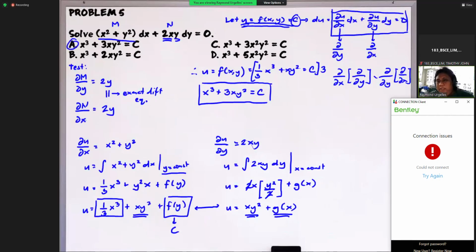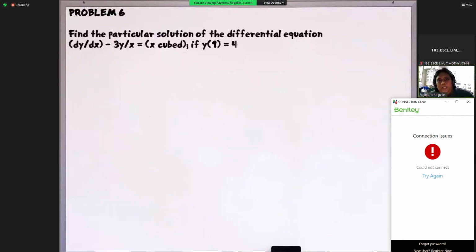Okay? So any questions? So para dito? Okay. So again, so yan yung homogeneous saka yung exact na differential equation. So I think abot pa naman tayo sa isang topic, no? So let's discuss this one.